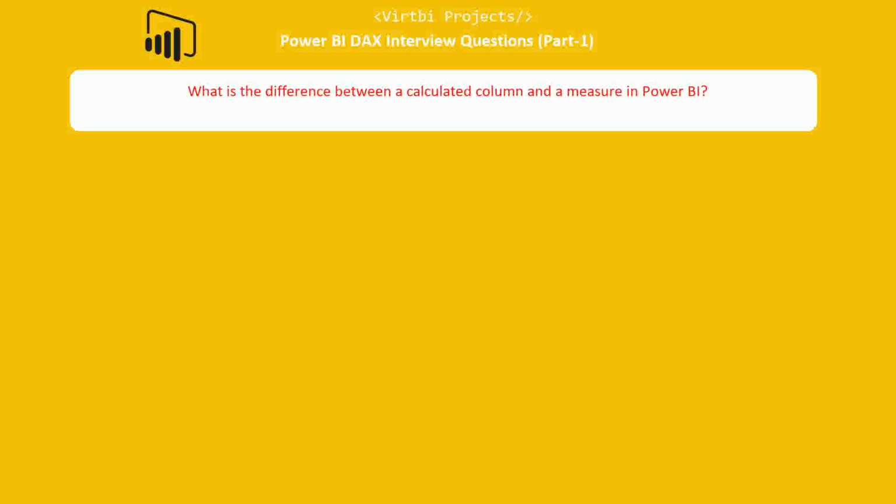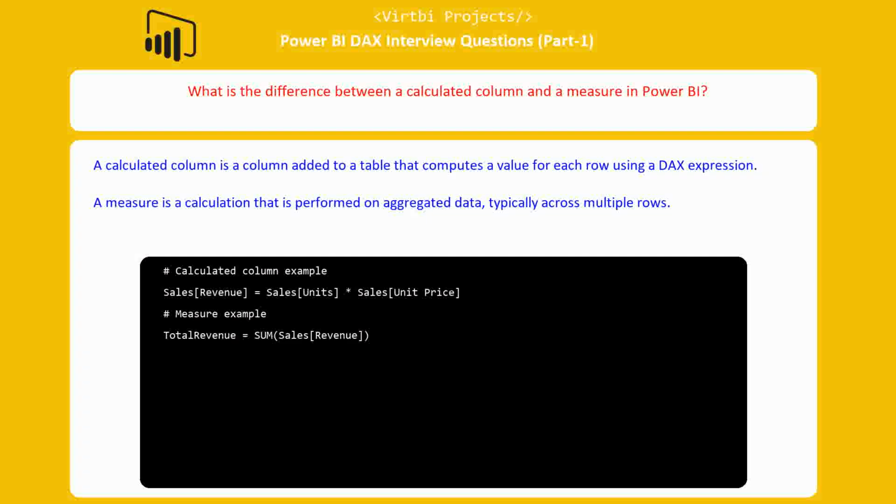What is the difference between a calculated column and a measure in Power BI? A calculated column is a column added to a table that computes a value for each row using a DAX expression. A measure is a calculation that is performed on aggregated data, typically across multiple rows.